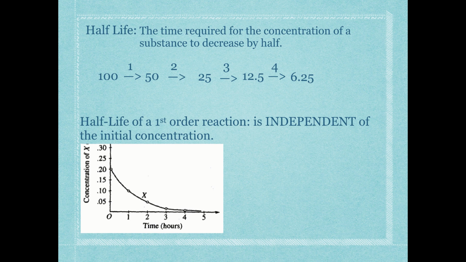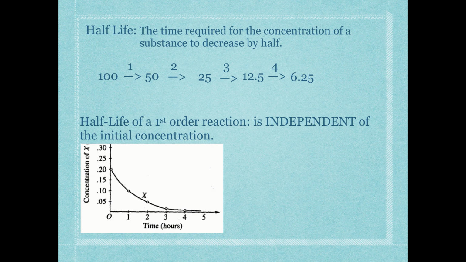How can I determine that this is going to be a first order reaction? Well, I could take the natural log of each of these concentrations and then plot it, or I could do something much easier. I can notice at time equals 0 hours, my initial concentration is 0.2. Then after 1 hour, it has halved to 0.10.